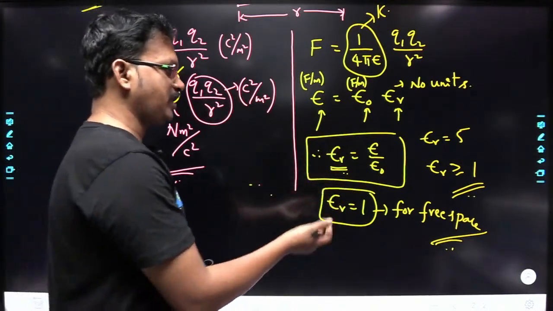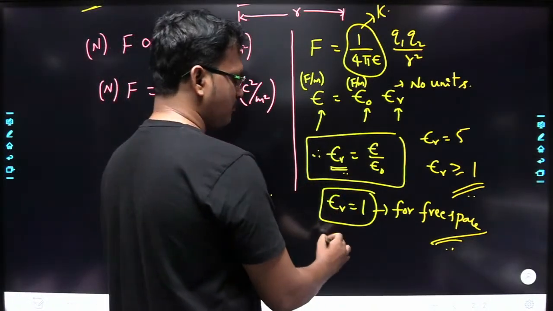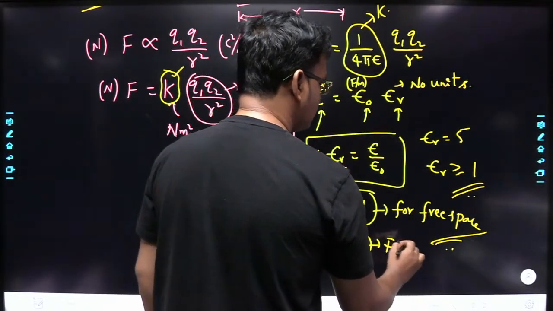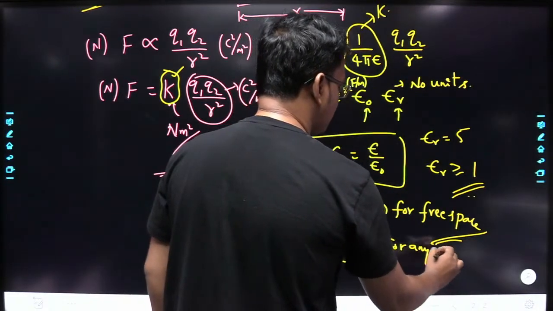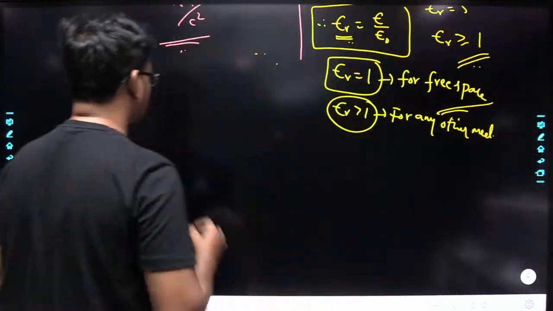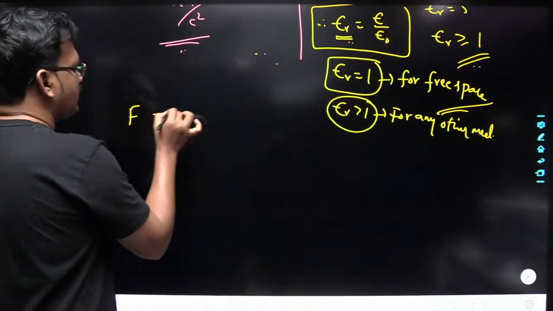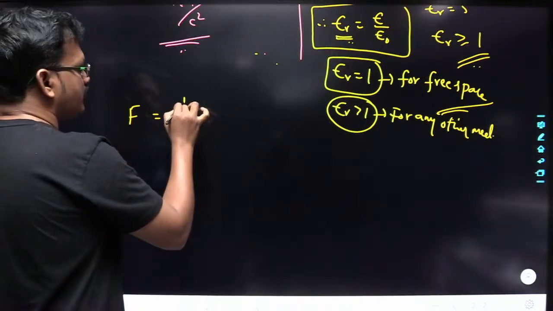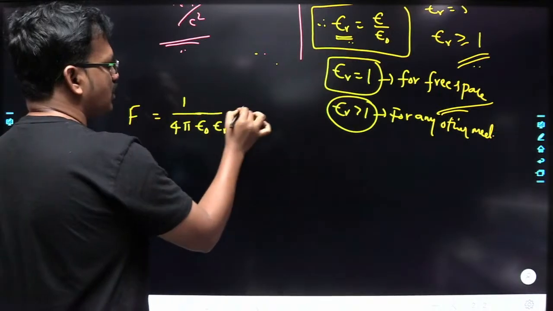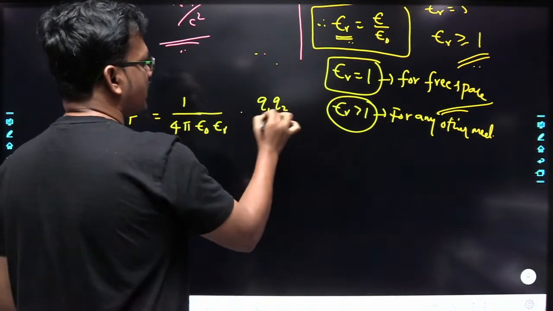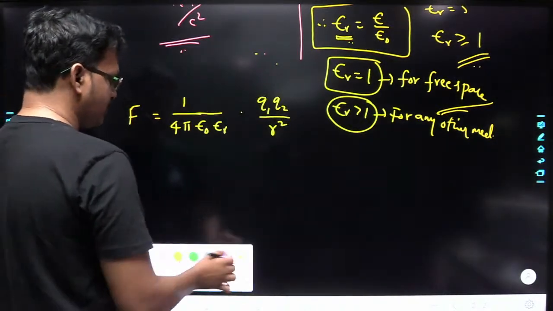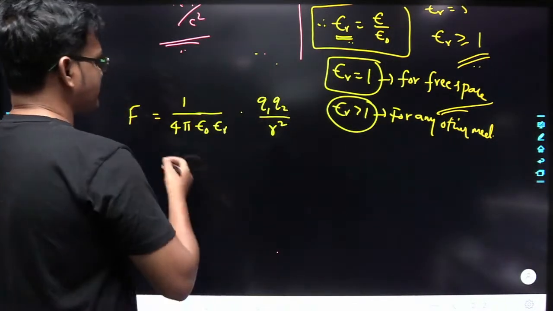For any other medium, epsilon r will be greater than 1. That means whenever you try to find the force between any two point charges, we get 1 by 4 pi epsilon naught into epsilon r into q1 q2 by r square. So what can we conclude here?